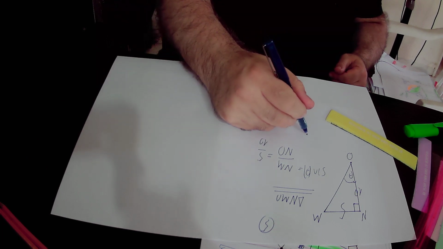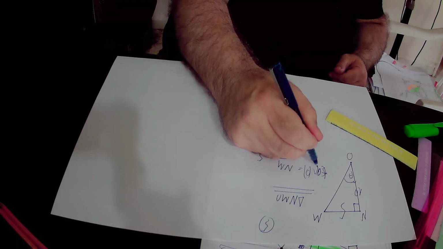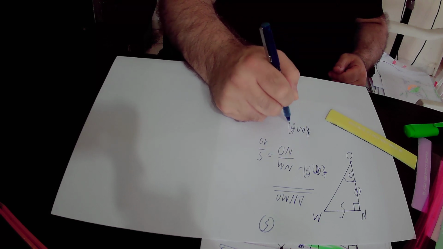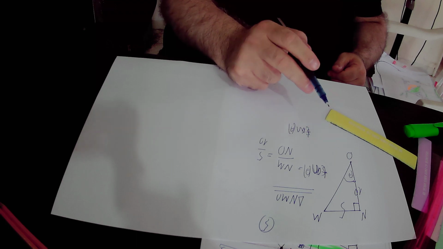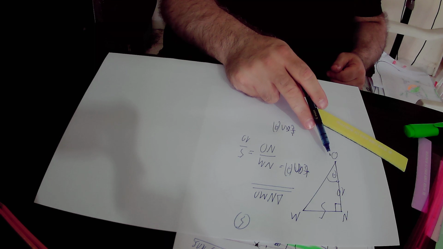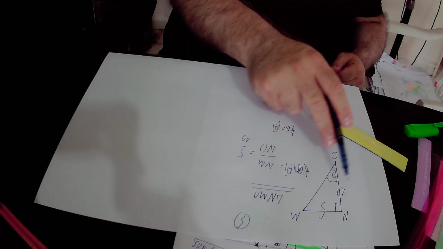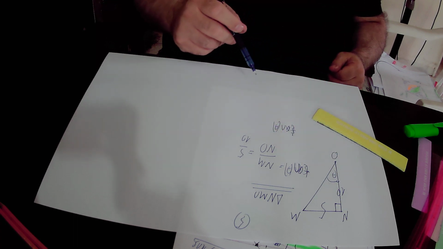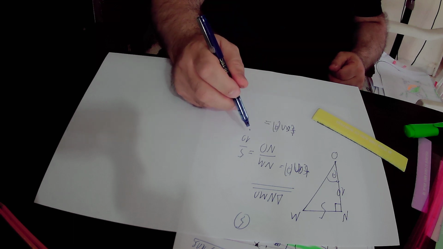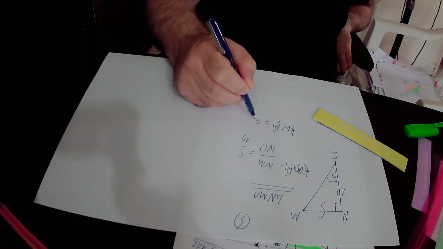So in conclusion, we found out that it is actually tangent theta. Here, tangent theta is very easy to see from the drawing. Tangent theta equals NM over NO. NM equals 5, NO equals 10. So tangent theta equals 5 over 10. 5 over 10 is 1/2, that is 0.5.